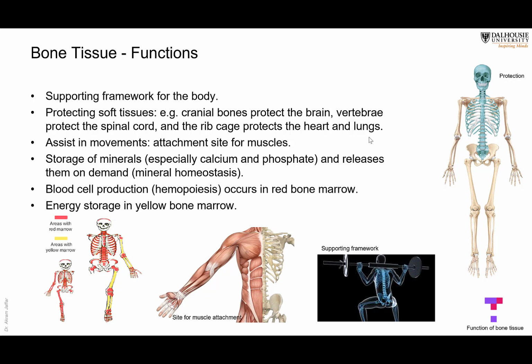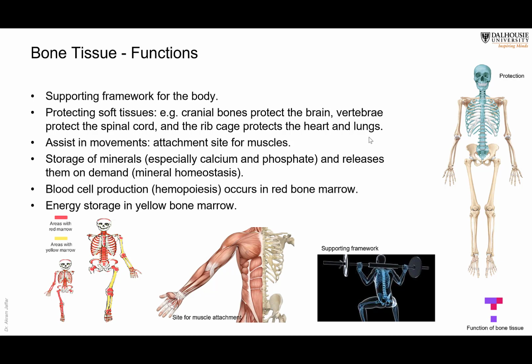The vertebral column protects the spinal cord. The ribs protect the heart, they protect the lung. So it is for protection and assist in movements. So the bones and joints act as levers and fulcrums on which the muscles act to produce movement. So it's part of the lever system of the body.